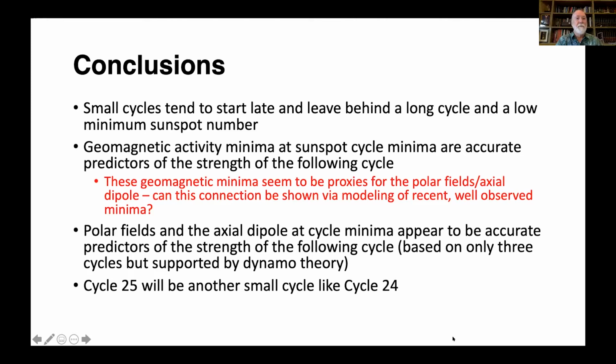Thank you. Yeah. So to conclude, small cycles tend to start late and leave behind a long cycle and a low minimum sunspot number. Geomagnetic activity at minima are also good predictors of the strength of the following cycle. And here's where I have the challenge: that these minima seem to be proxies for the polar fields and the axial dipole. And so my question and challenge is, can this be shown via modeling of recent well-observed minima?